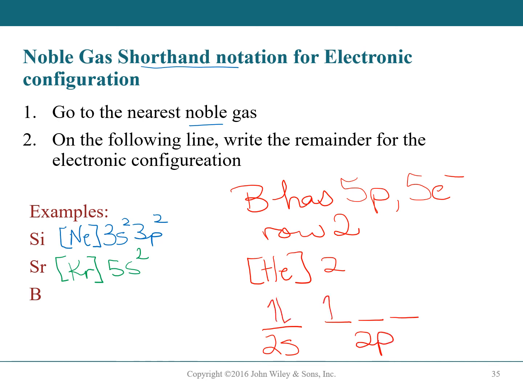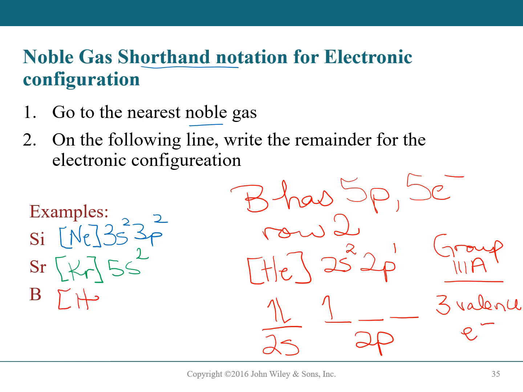1, 2, 3. So 2s2, 2p1. Okay. Boron is from group 3A, and it has 3 valence electrons. Okay. So you write helium for your nearest noble gas, and you go to the next line where boron is, and it's 2s2, 2p1. All right.